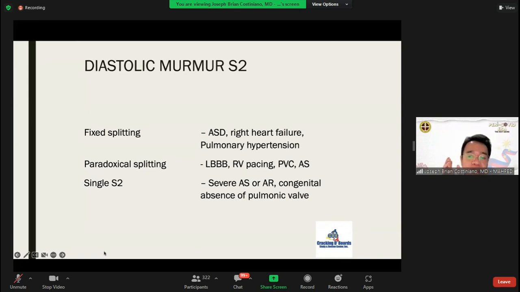And if it's a paradoxical splitting, automatically that's an LBBB. And if you have a new onset LBBB, please always get the cardiac enzymes of the patient because a new onset LBBB can actually be an MI. Okay? Now, when you have a single S2, no, it could be a severe AS or AR or a congenital absence of a pulmonic valve.